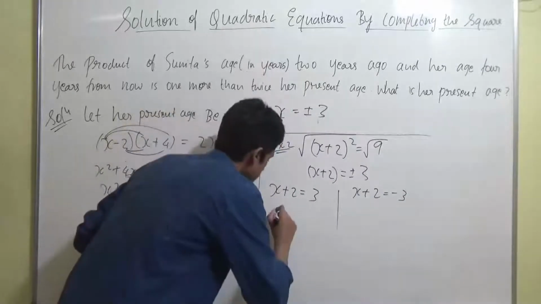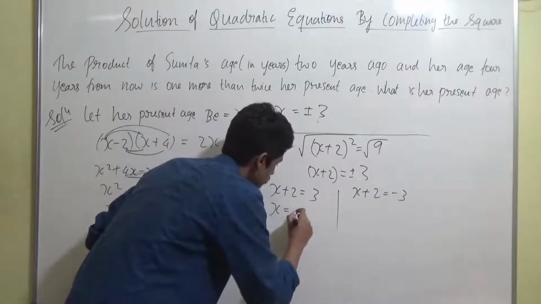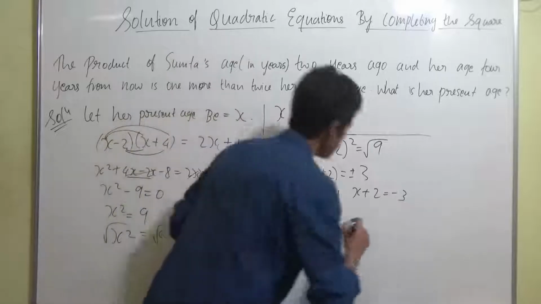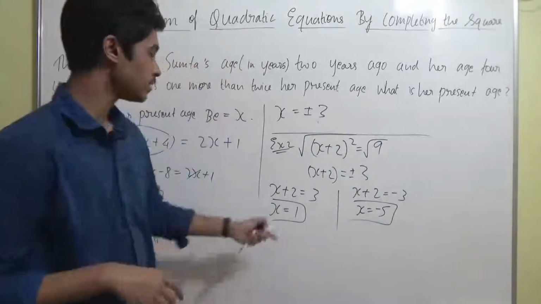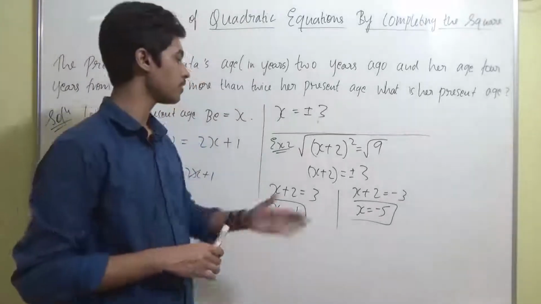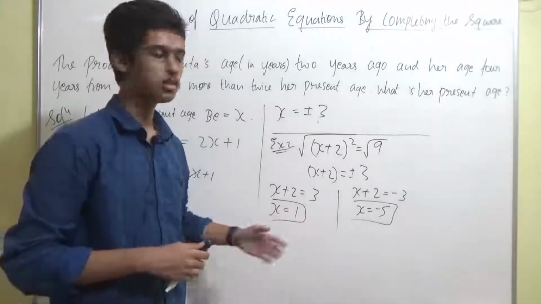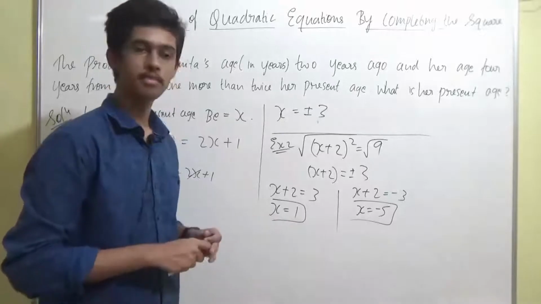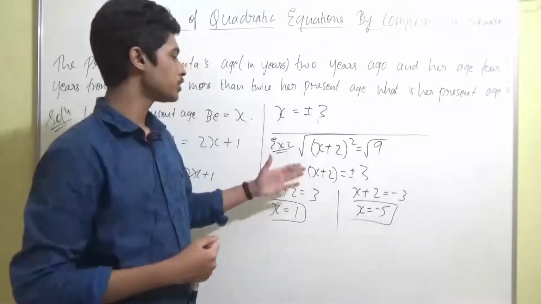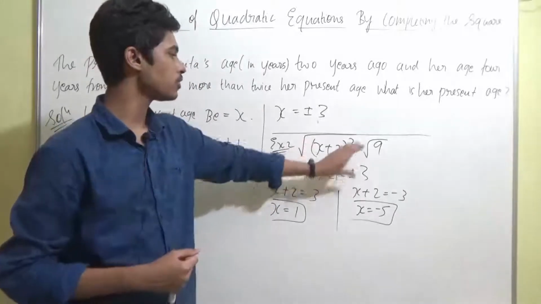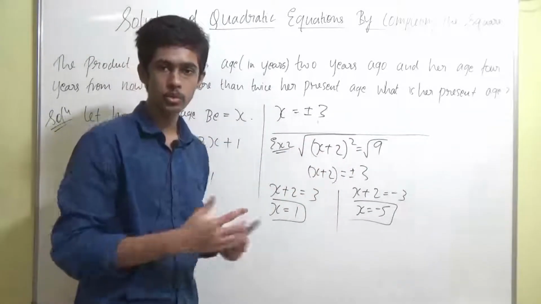Now if we find the value of x, it becomes 3 minus 2, that is 1, and here x will become equal to minus 5. Getting it, guys? x became 1 and x became minus 5. We got the value of x. That's the solution of the equation. Very easy. So what we did, we just expressed this quantity in terms of the square of this quantity, and finally we took the root and found the answer.